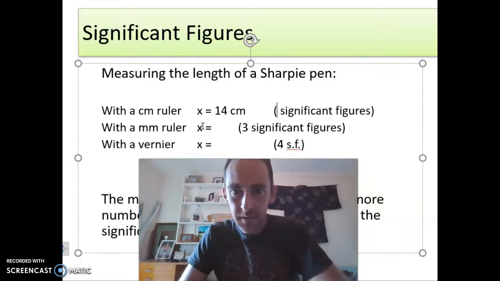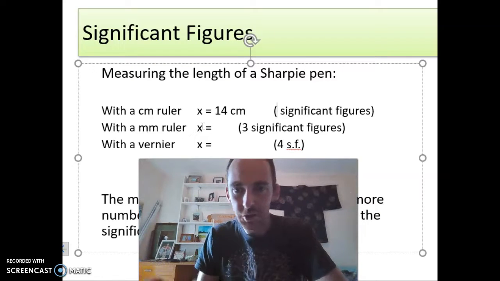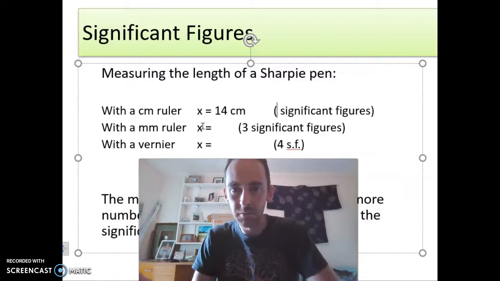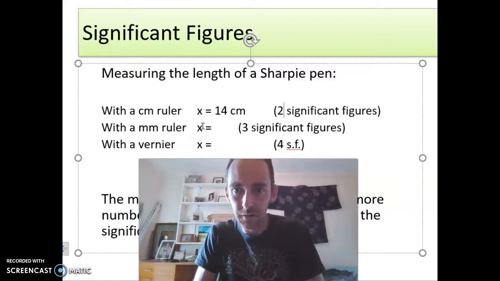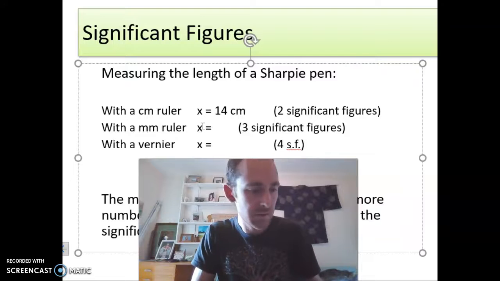That number there we measured, it has 2 digits that are telling us the information, right? So we can say that that is a 2 significant figure number, or a 2 significant figure measurement.